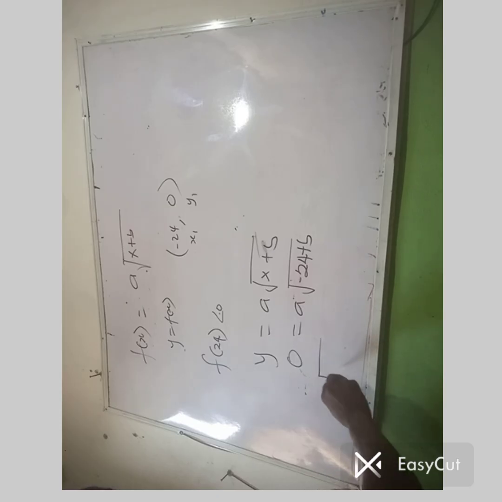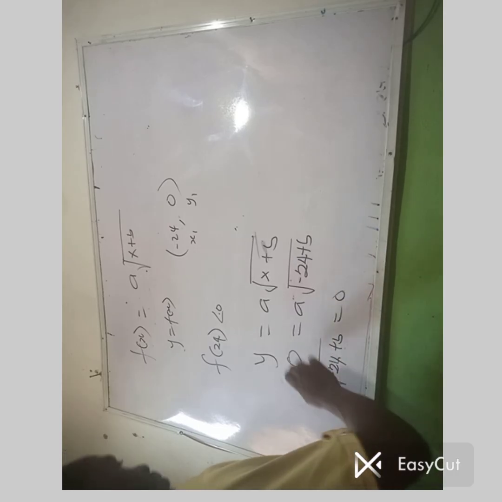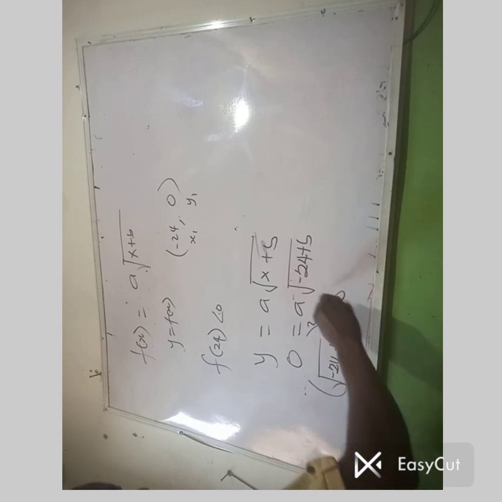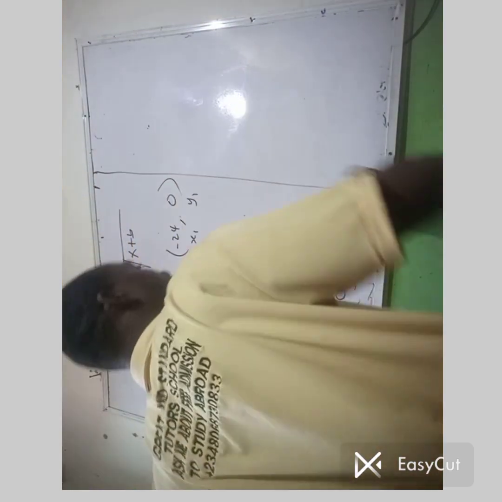So I have the square root of minus 24 plus b is equal to 0. So anything 0 divided by a will give me 0. Then I square both sides. If I square both sides, I'll be having minus 24 plus b is equal to 0. Then I can say b is equal to 24. When I take 24 across, it will be minus a, minus a. So minus cancel minus. b is equal to 24.